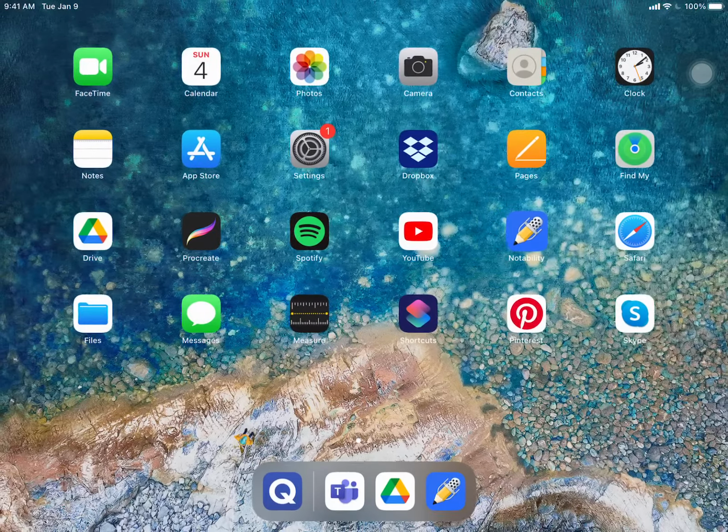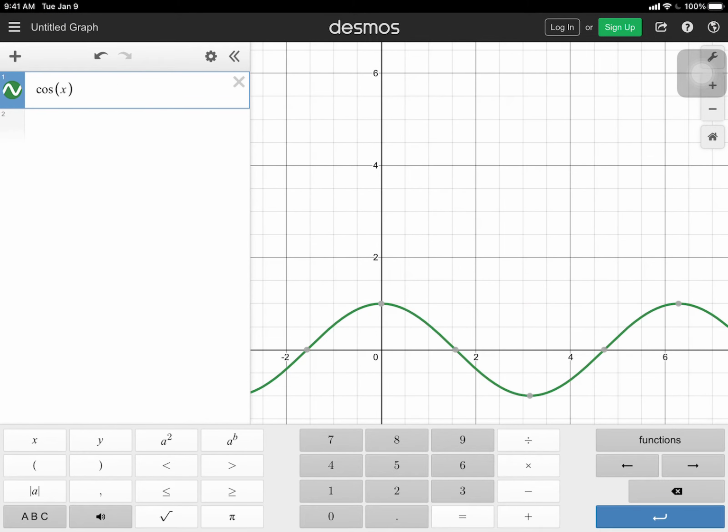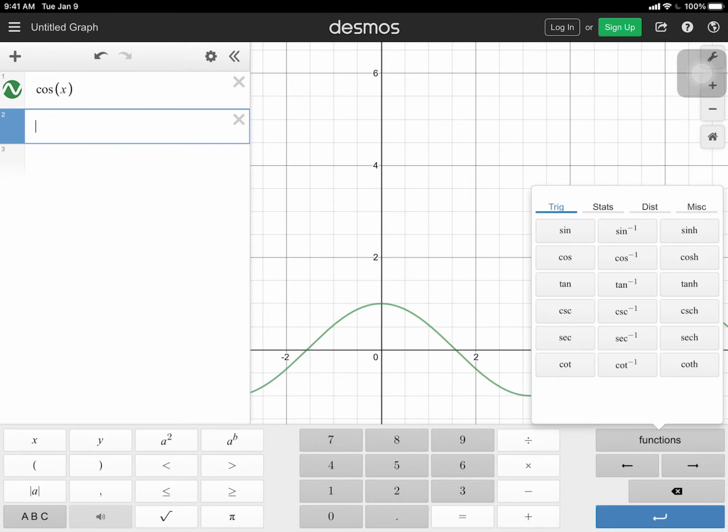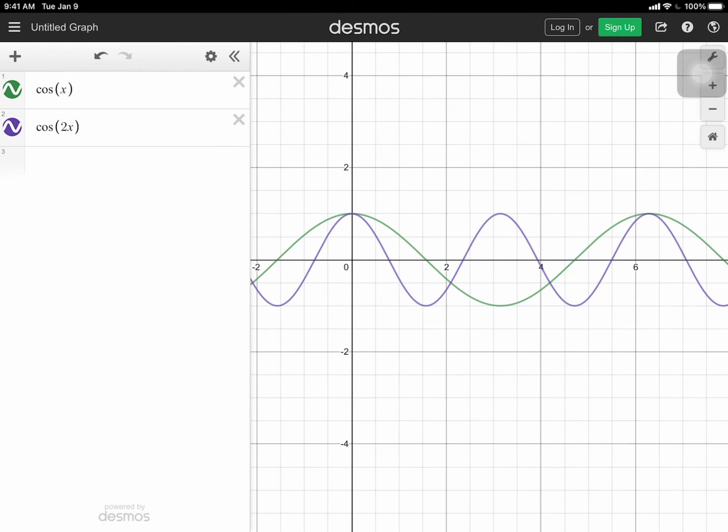So if you want to see what this looks like on Desmos, here's cosine x, and then we can do another one, which will be cosine of 2x. As we can see, the blue function, which is cosine 2x, is wiggling roughly twice as fast, which means the distance from crest to crest has also been compressed. Before, the distance from crest to crest was 2 pi, and now that we've compressed this entire thing, the period is going to be half of what it was before.